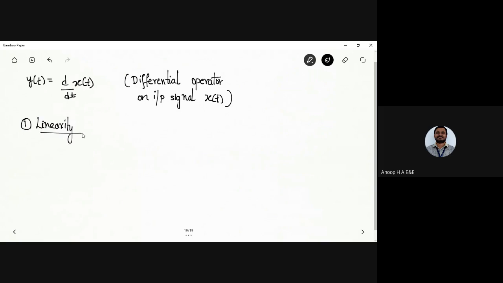First let us verify the linearity concept. Now if you say linearity, I need to give the weighted sum of the inputs, that is a x1 of t plus b x2 of t. Now I need to apply the T operator, and it would give me the weighted sum of the outputs, that is a times the T operator on x1 of t plus b times the T operator on the second signal, that is x2 of t.